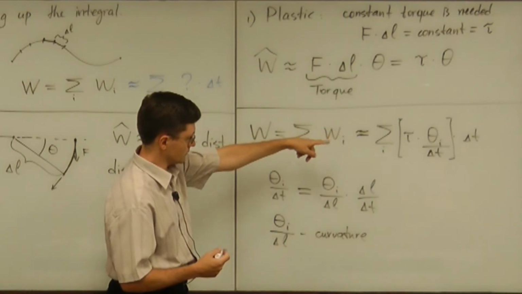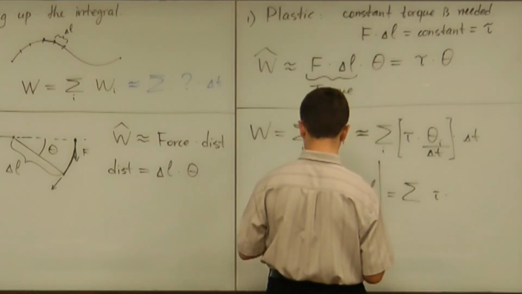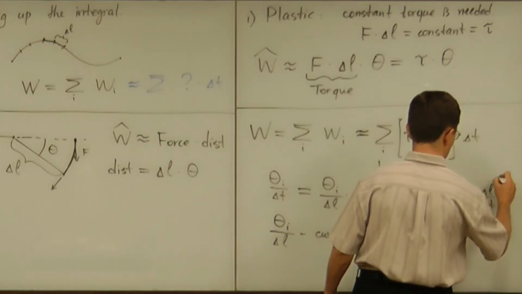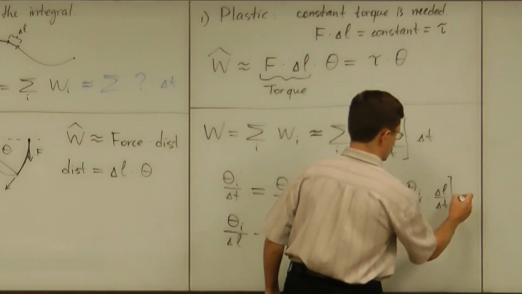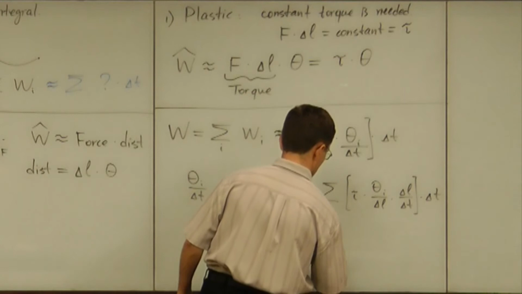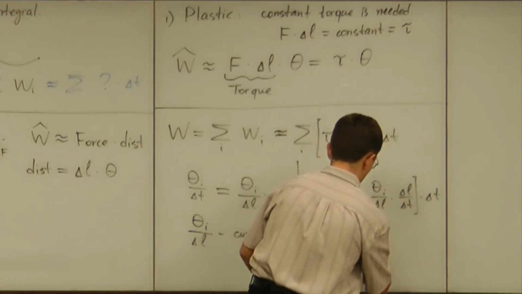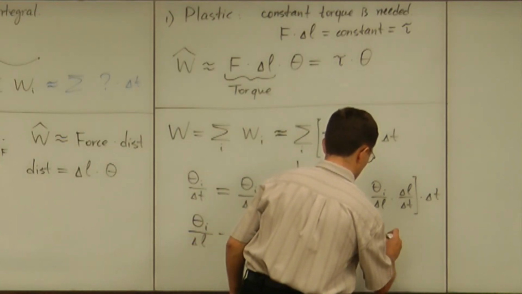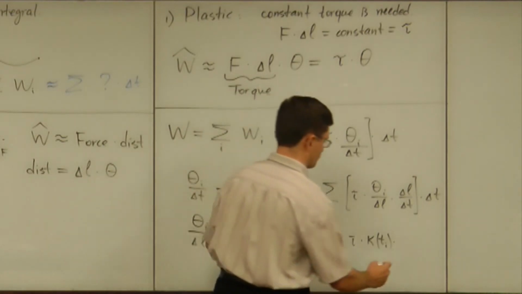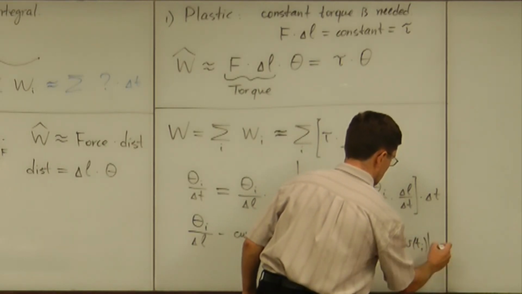All right, so then the formula looks much better. It is the sum of tau times theta i over delta L times delta L over delta t. And all fractions there make perfect sense, multiplied by delta t. And what are the meanings of those fractions? So we keep adding over i. It's tau times the curvature. Curvature is kappa, kappa of t i, the curvature at that particular point, multiplied by the magnitude of velocity, multiplied by delta t.